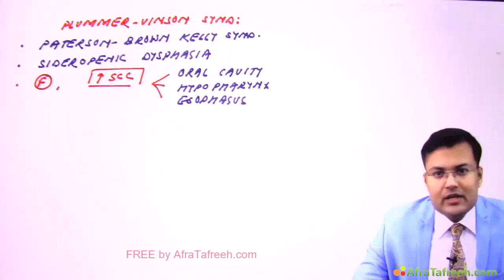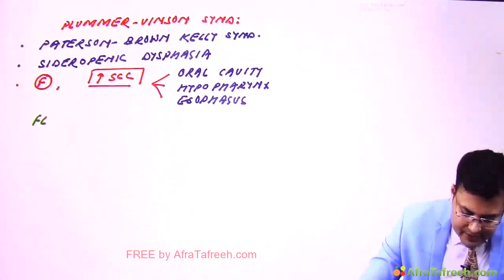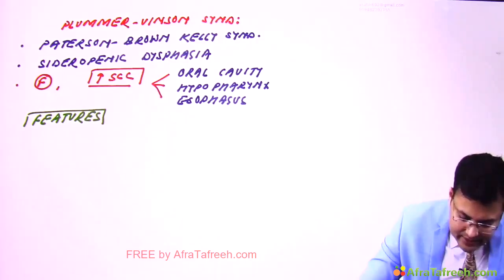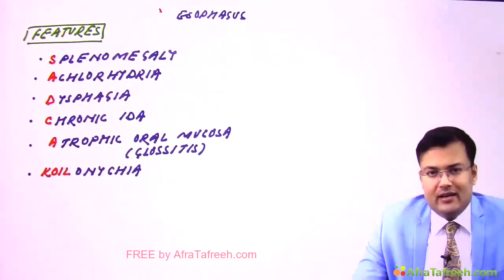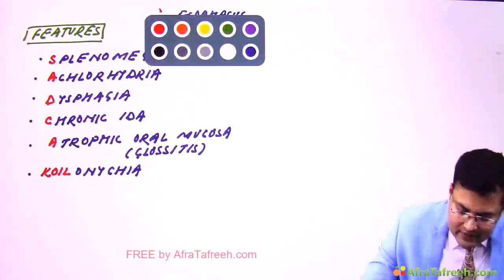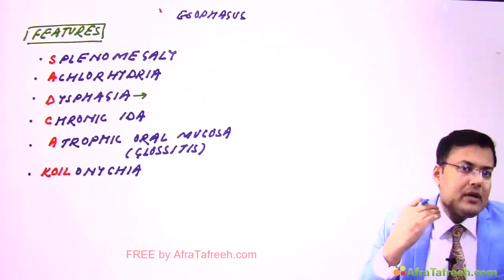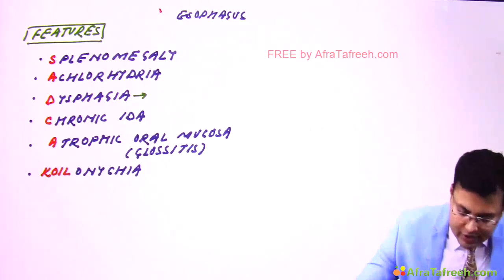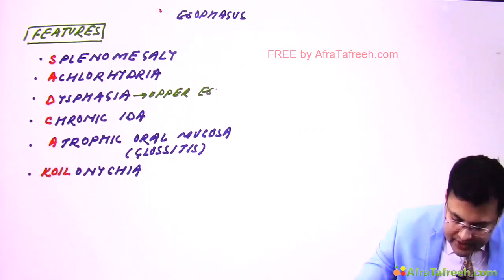So what are the important features associated with Plummer-Vinson syndrome? It is asked in medicine, surgery, ENT. It is characterized by splenomegaly, achlorhydria, and dysphagia. Why is there dysphagia? This question was asked because these patients have an upper esophageal web.